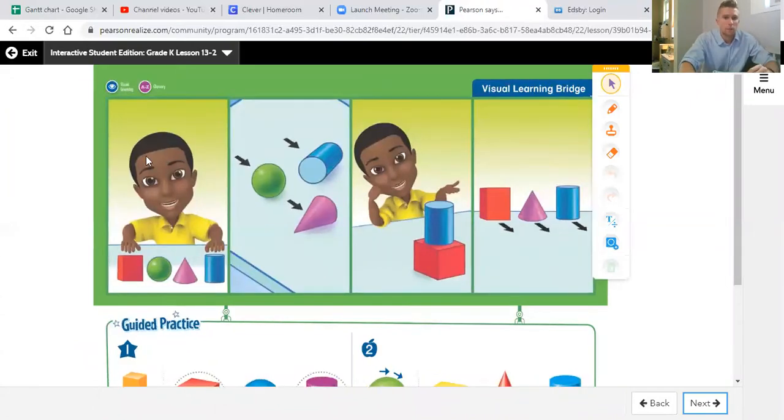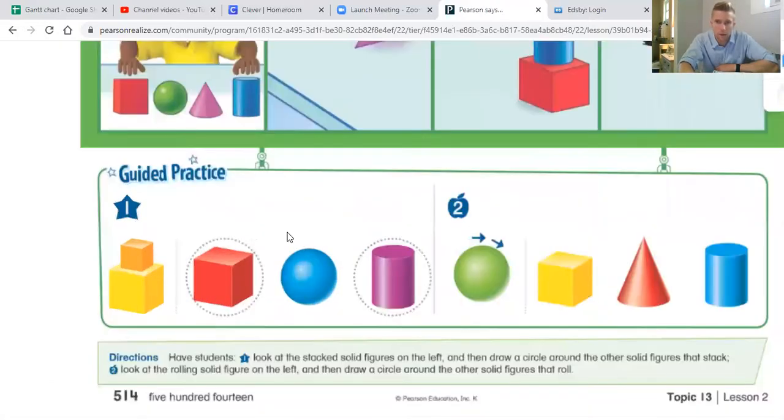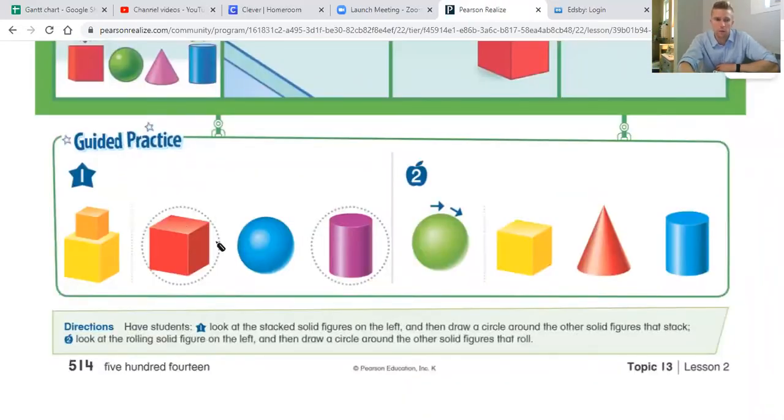It has our picture of our friend who helped us with the rolling and the stacking and the sliding. Well, we're going to go straight down to number 1, though, and we're going to see how well you remember what we just talked about, all right? So it says number 1. Remember, they do number 1 for you, okay? Here's the page at the bottom in case you forgot again, all right? Look at the stacked solid figure on the left. Now, again, there's a line here, just like in your book, okay?